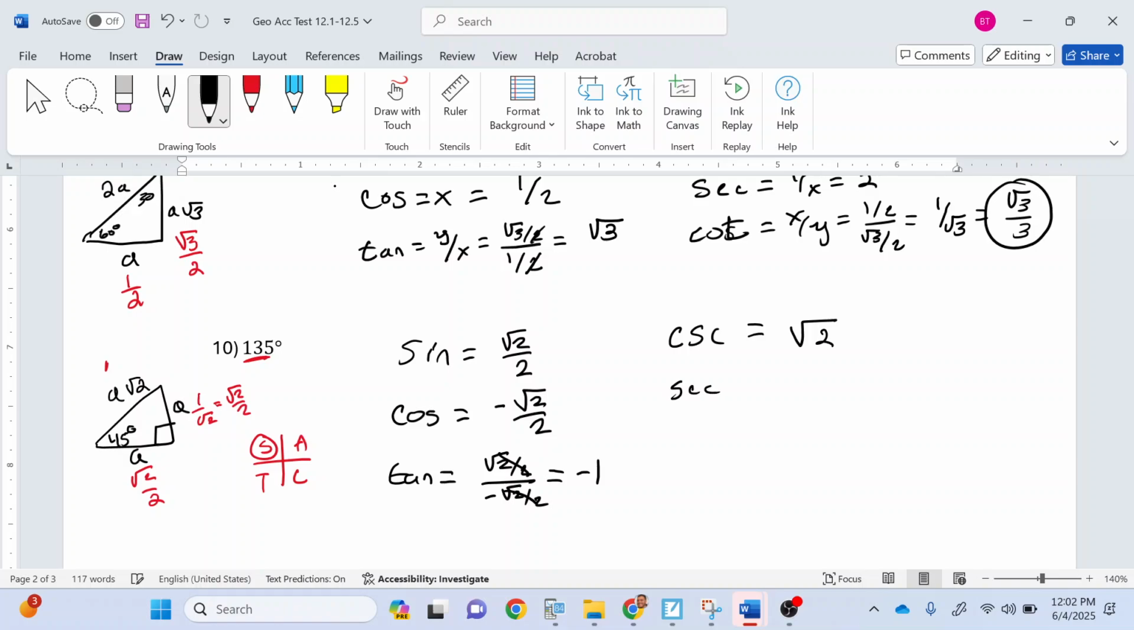No. Secant equals negative root 2. And cotangent equals negative 1. The reciprocal of negative 1 is negative 1. So that makes it easy.